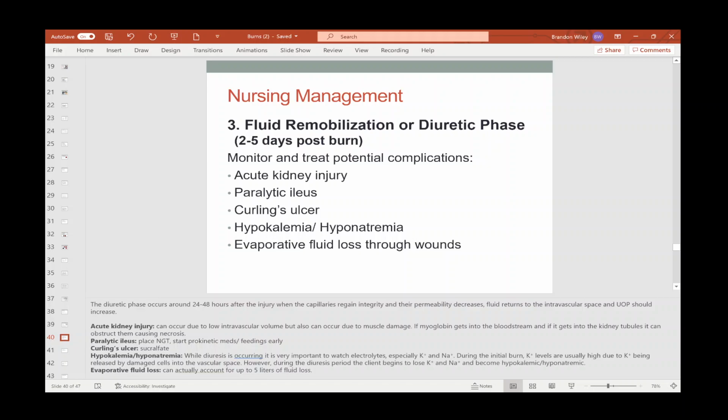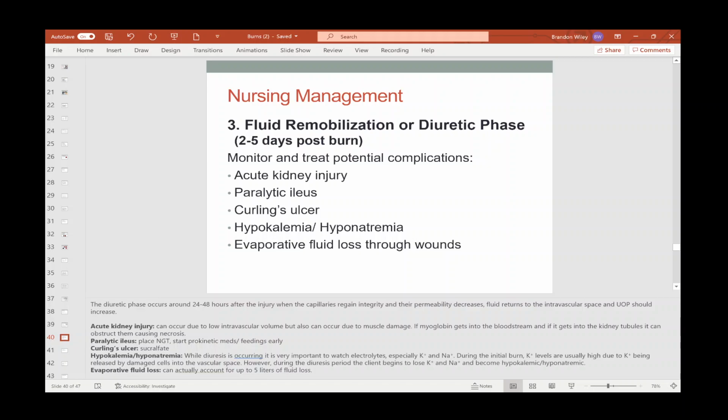The hypokalemia, hyponatremia. So once you get into the diuretic phase, we're just peeing everything out. There's so much fluid, we're just peeing everything out. So you have to be really careful. Once again, we have those shifts in electrolytes. So now we have hyponatremia. What signs and symptoms would you see with that? Neuro. So we'll see neuro signs with those. And then with the hypokalemia, you're going to see some muscle and heart effects.